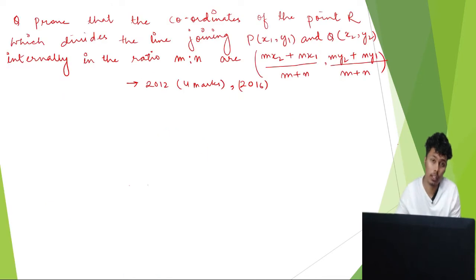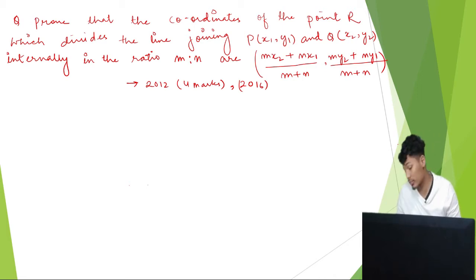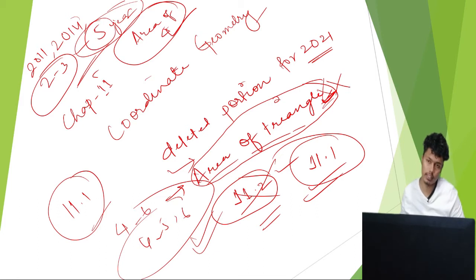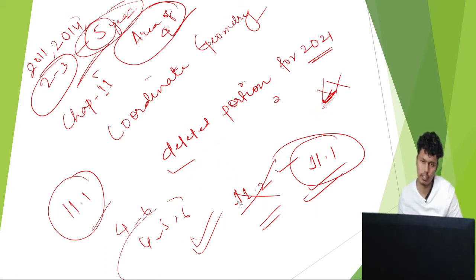So I've taken the question. First question: prove that the coordinates of the point R, which divides the line joining P(x1, y1) and Q(x2, y2) internally in the ratio m:n, are ((mx2 + nx1)/(m + n), (my2 + ny1)/(m + n)). This was asked for 4 marks in 2016 and even in 2012. This is also called the second formula. When you open your textbook, you'll find this formula there. Let us understand what it says.